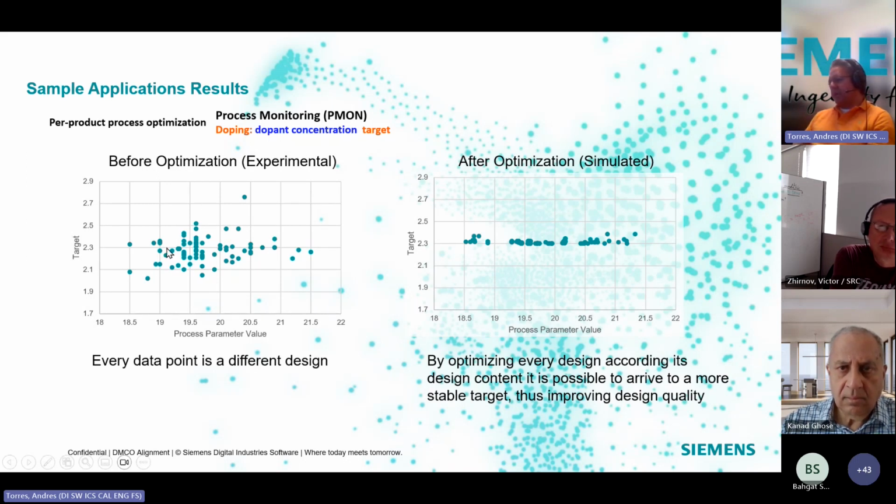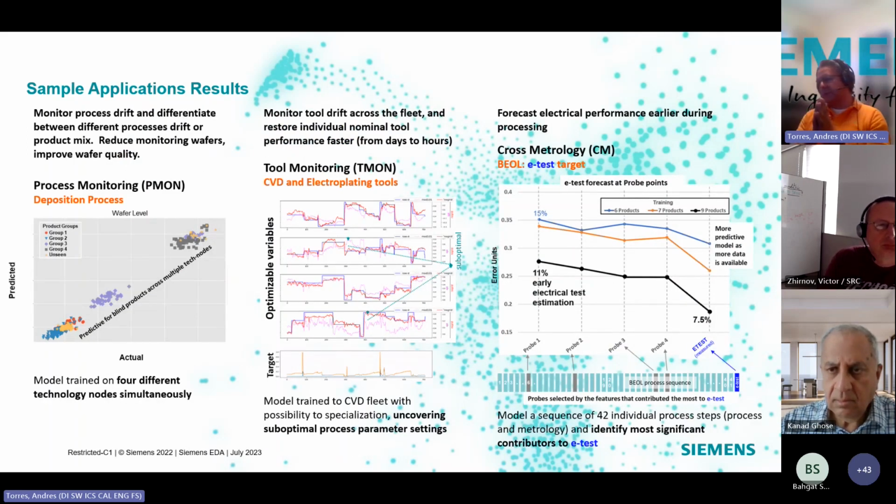Then once you have a model that is able to understand how different products respond to different process conditions, you can simply simulate and optimize it and come up with the optimal set of process conditions in order to have an optimal target. Because at the end of the day, that's what you wanted. That's what your targets are supposed to be.